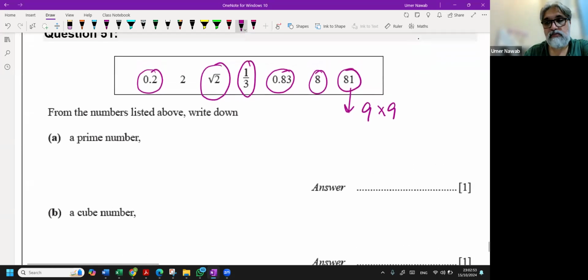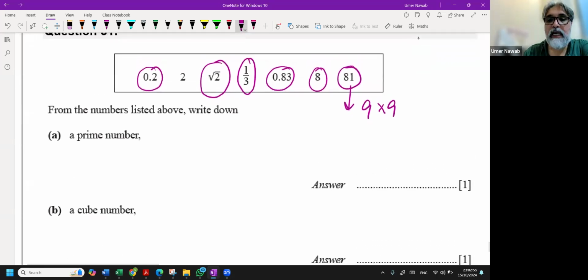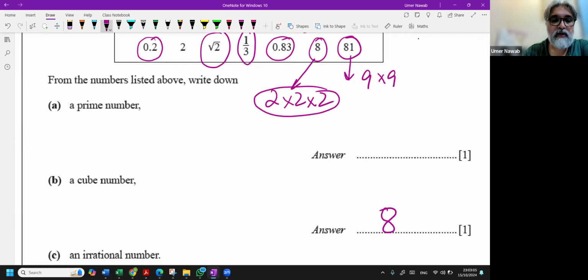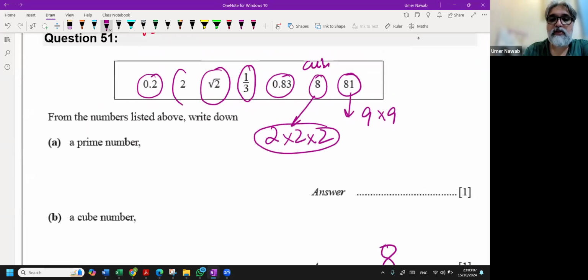So it's a square number. Did he ask? No, he didn't ask. 8 can be written as 2 times 2 times 2. So since 2 is multiplied 3 times, 8 is a cube number. So I'm going to write 8 here. Prime number is just 2, and 2 is the only even prime number. So I'm going to copy it here too.